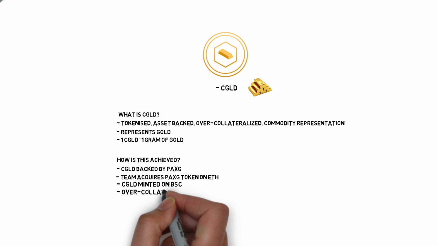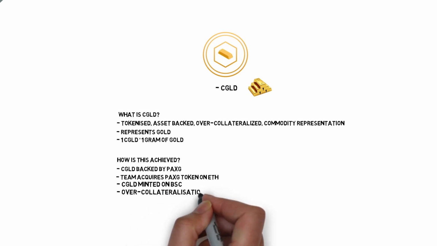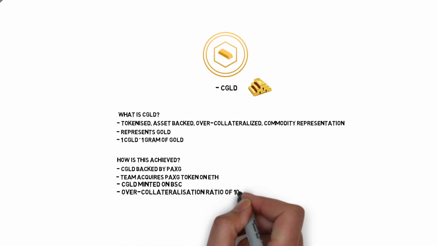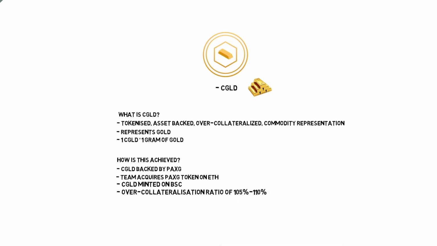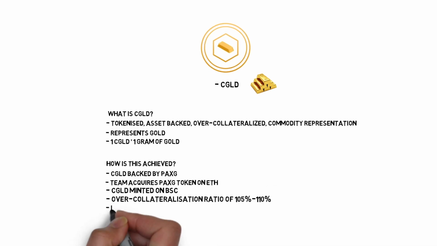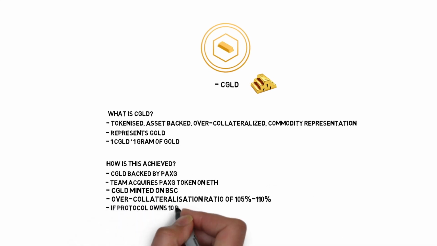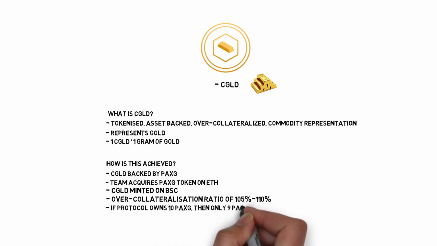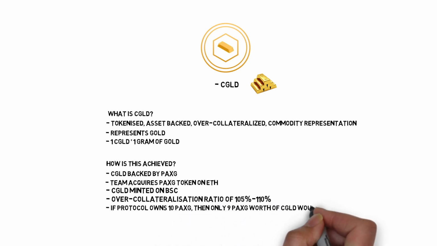Since the CGLD token would be over collateralized, the team is aiming at a backing ratio of 105% to 110%. So if collective finance owns 10 PAXG or Paxos Gold on the Ethereum network, 9 PAXG worth of CGLD would be minted on the BSC chain. This in turn would make sure that the C Gold tokens are always over collateralized. Please go through the docs if you want to know more about the C Gold token or the PAXG.